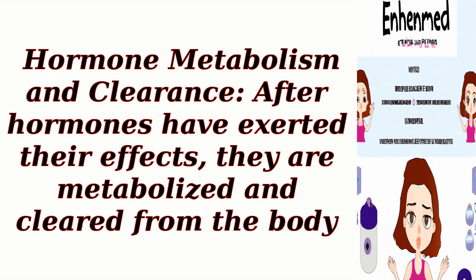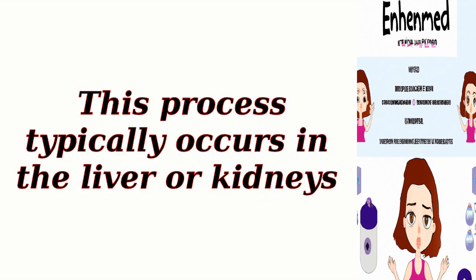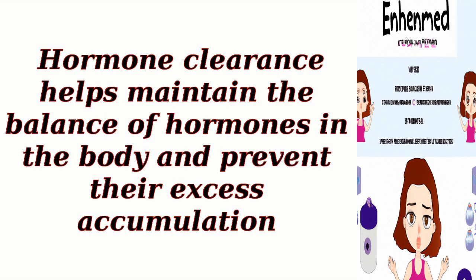Hormone metabolism and clearance: after hormones have exerted their effects, they are metabolized and cleared from the body. This process typically occurs in the liver or kidneys. Hormone clearance helps maintain the balance of hormones in the body and prevent their excess accumulation.